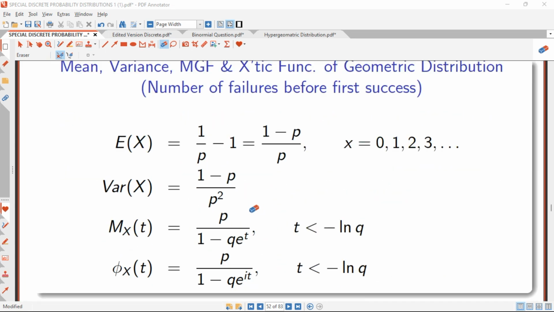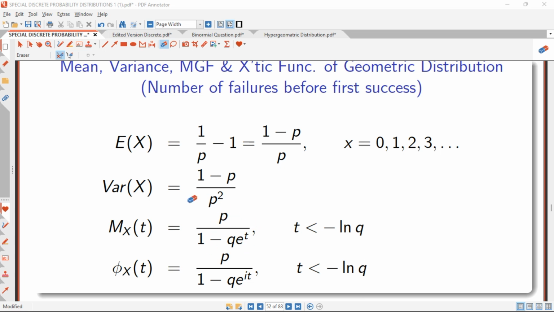There are some theorems that I want us to discuss. But before we go to those theorems, I want us to get the mean, variance, moment generating function, and characteristic function of the geometric distribution when we have the number of failures before the first success. Here the expectation will be 1 over P minus 1, which gives 1 minus P divided by P. Our variance will be (1 minus P) divided by P squared. And our moment generating function will be P divided by 1 minus Q e raised to the power t.